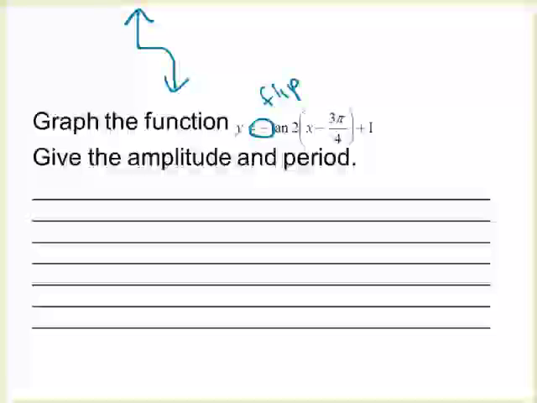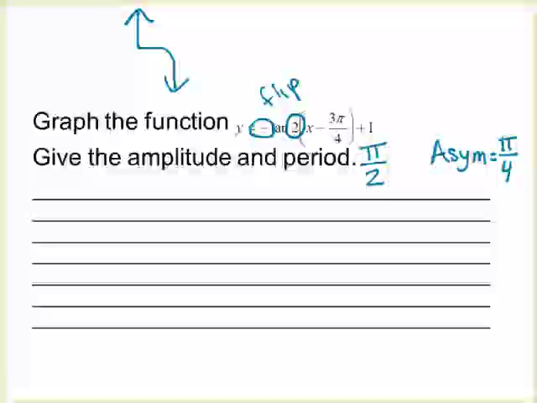As I work on through here, what's that 2 going to do? What does that change? The period. That's our b value. So our period is going to be pi over 2. Which means that our asymptotes are going to be where? Pi over 4, 1/2 of the period.